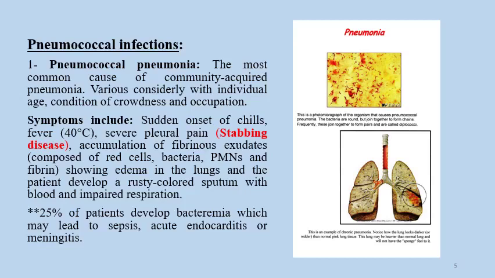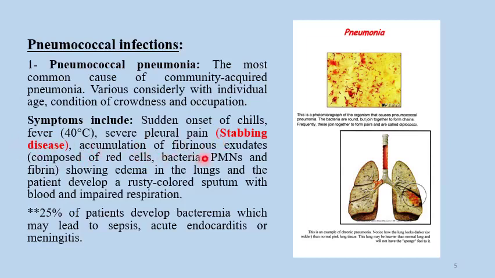The symptoms include sudden onset of chills, which is the beginning of the fever. The fever reaches 40 degrees centigrade. Severe pleural pain: there is very severe pain in the chest, to the extent that they may call this disease a stabbing disease, as if someone stabbed you with a dagger or stiletto in your chest. This pain is very painful, of course. So they call it stabbing pain.